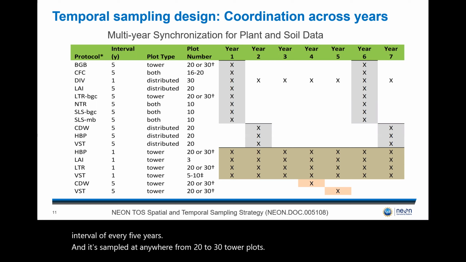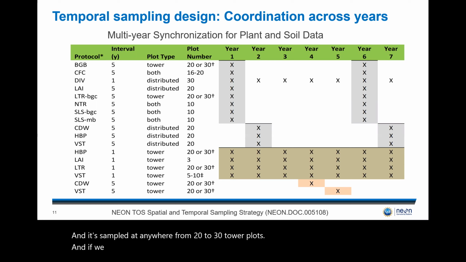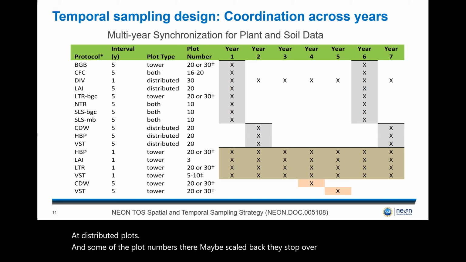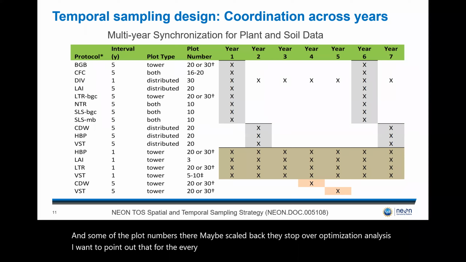And if we look a few rows down, we have DIV, so that's plant diversity, and that's sampled every year at distributed plots. And some of the plot numbers here may be scaled back based off of our optimization analysis. I want to point out that for the every 5 year sampling protocols, they're somewhat staggered so that we don't have a spike in labor all in 1 year.